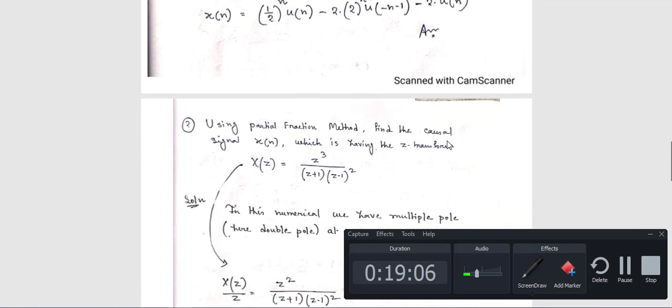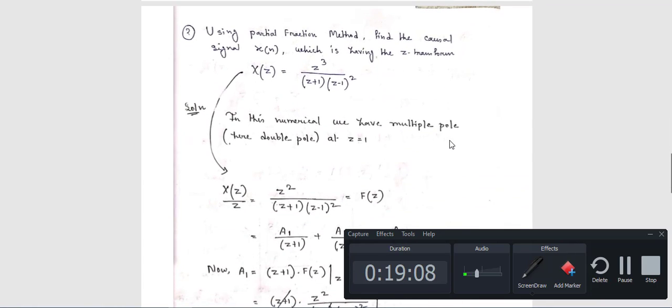Next come to the second problem. Okay, see this is your second problem. Partial fraction method. Again one function is given here. First check, here multiple pole is present. That means in the pole portion you have z minus 1 whole square. That means double pole. That means you have to use partial fraction method, but you have to modify this process where this modification is done.